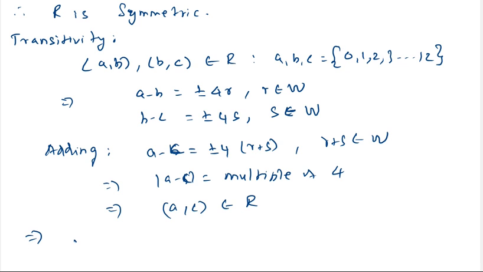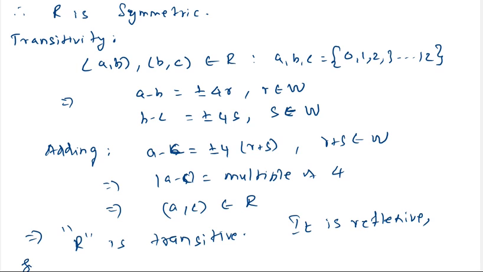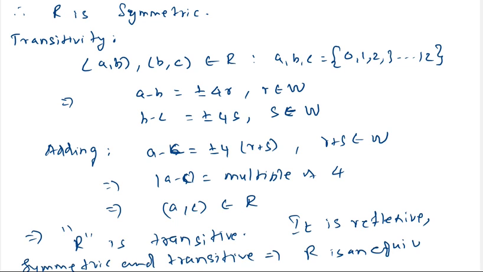And this concludes that the relation R is transitive. So it is reflexive, symmetric, and transitive. And this implies R is an equivalence relation.